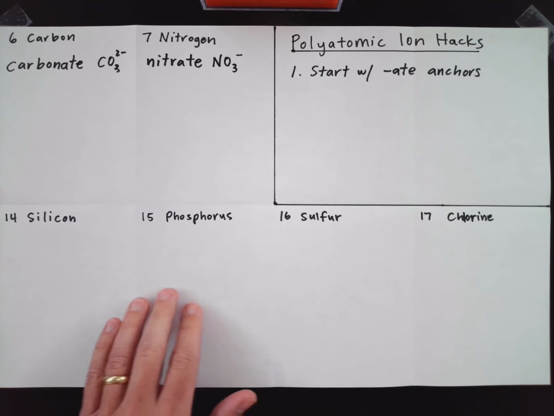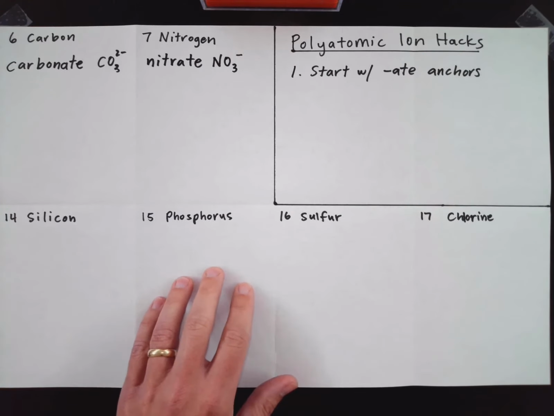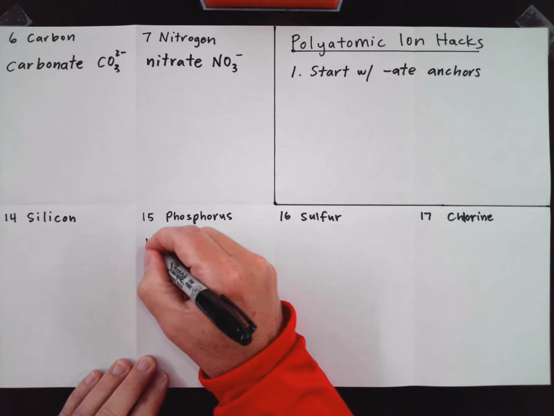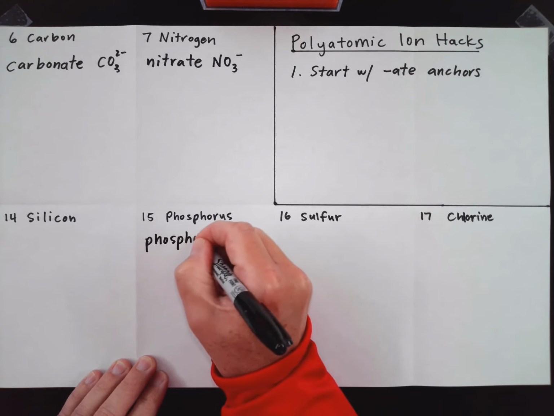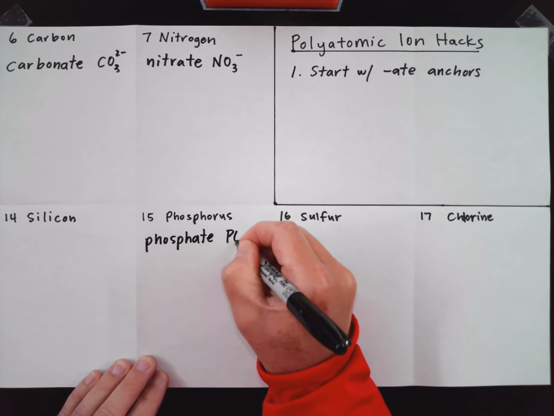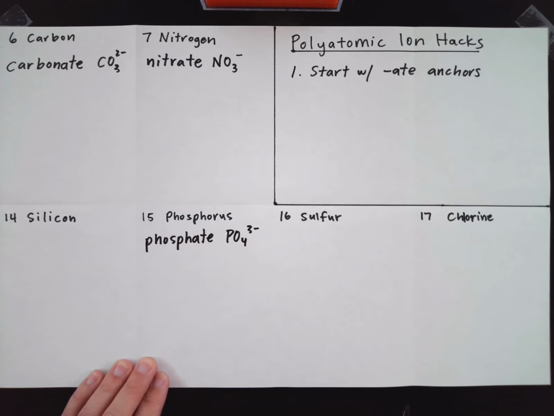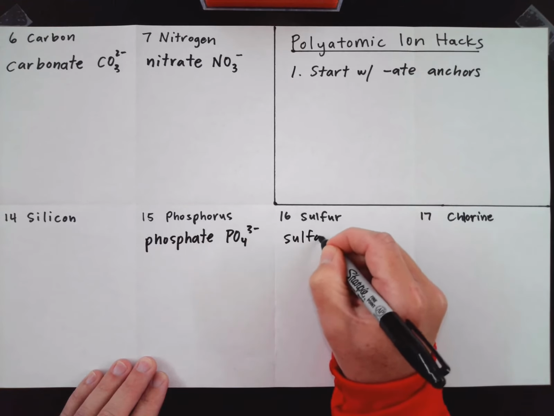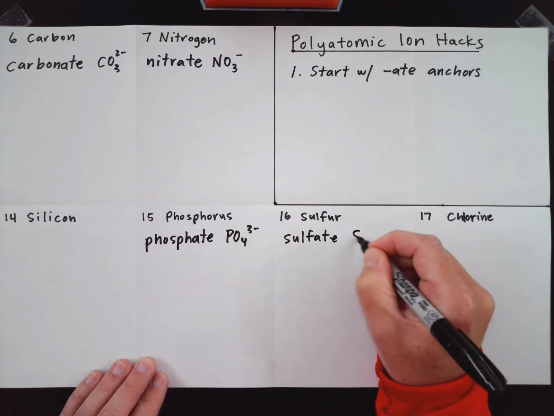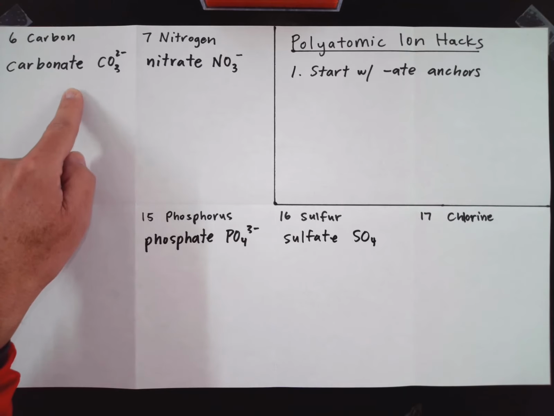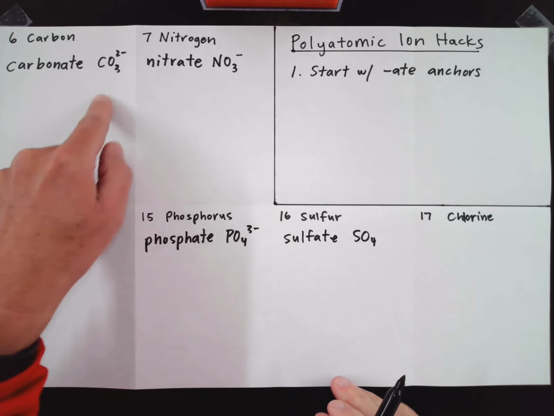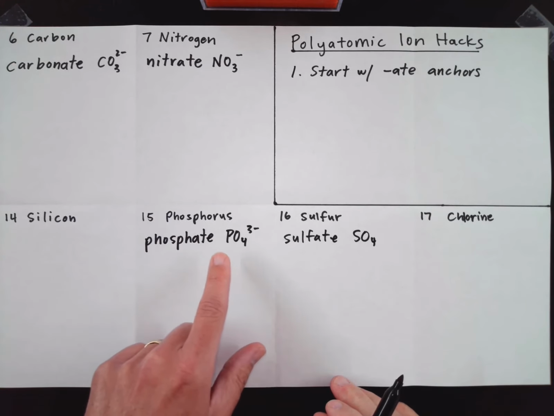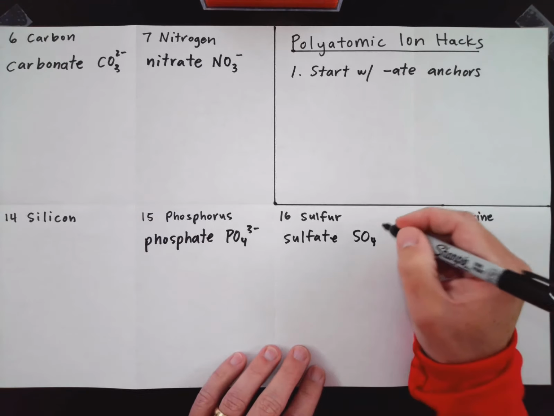Below nitrate, there's going to be a similar trend that we'll see in phosphate, sulfate. So phosphate is PO4 with a -3 charge. And then sulfate is SO4. And just like our charge went down 1 from 2 to 1, it does a similar decrease here from phosphate to sulfate. Sulfate's charge is -2.